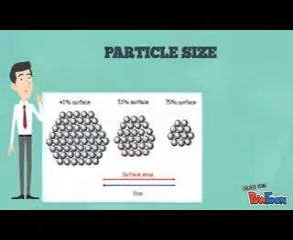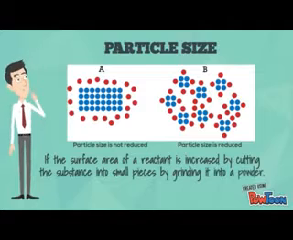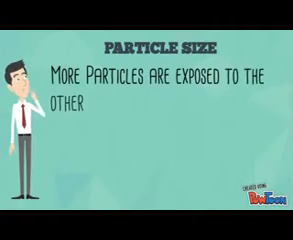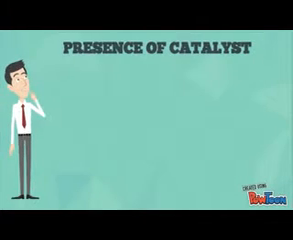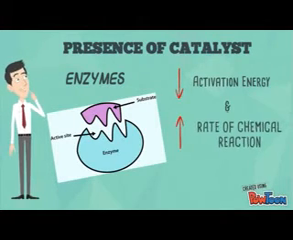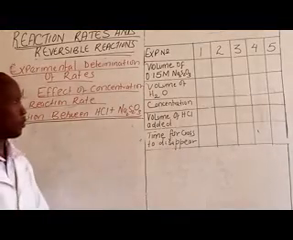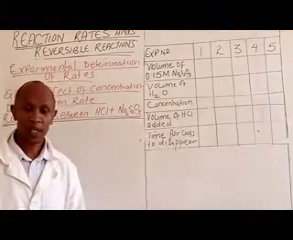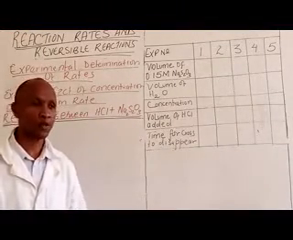Particle size. If the surface area of a reactant is increased by cutting the substance into small pieces or grinding it into a powder, more particles are exposed to the other reactant, increasing the rate of reaction. Presence of catalyst. Catalysts lower the activation energy of a chemical reaction and increase the rate of reaction without being consumed in the process.